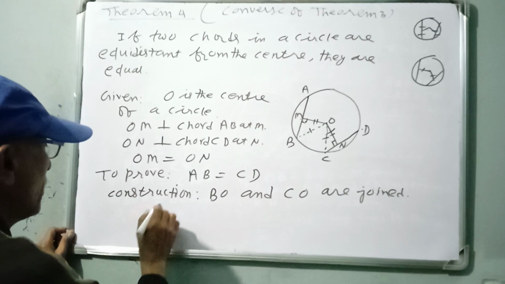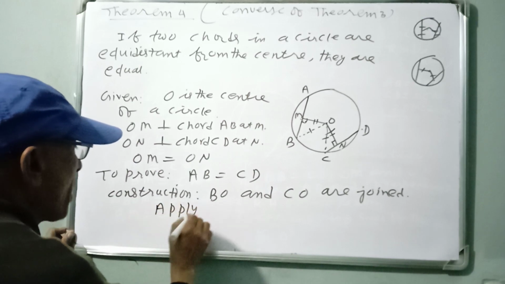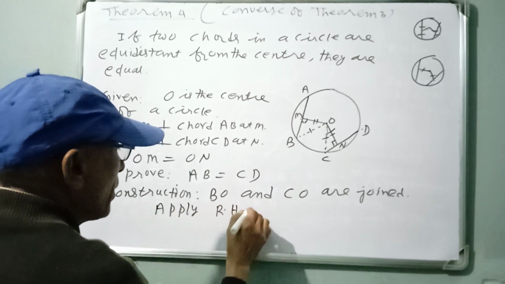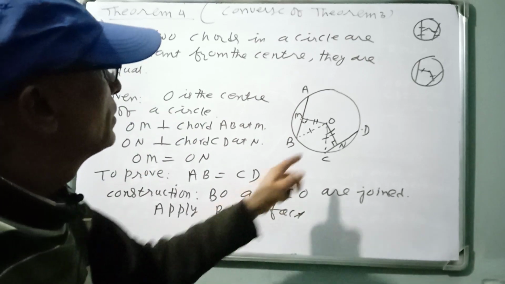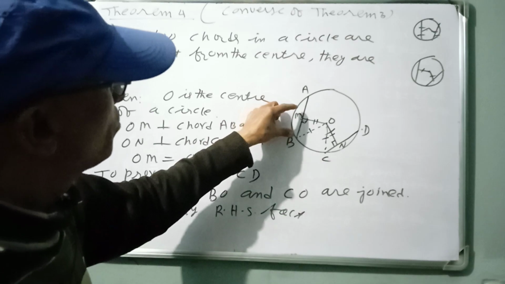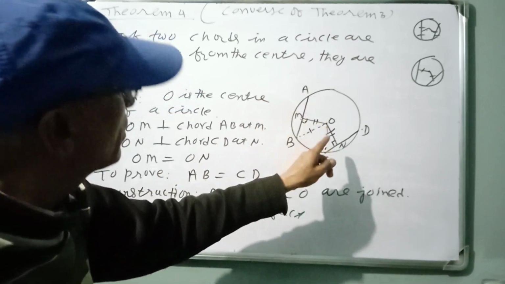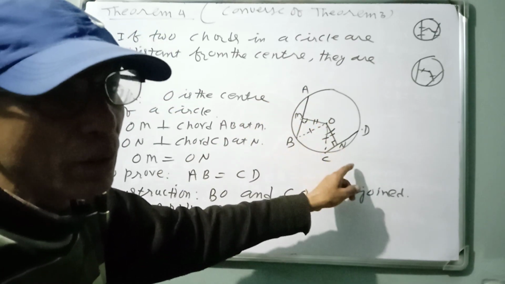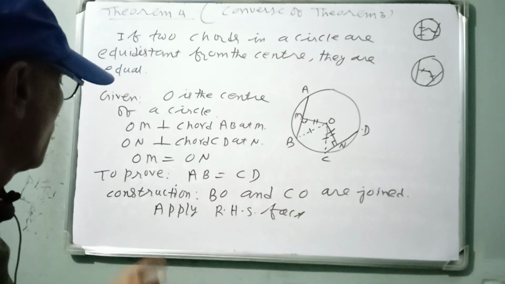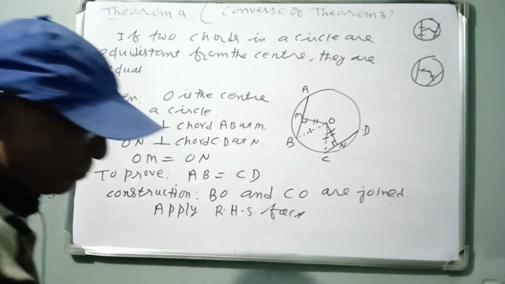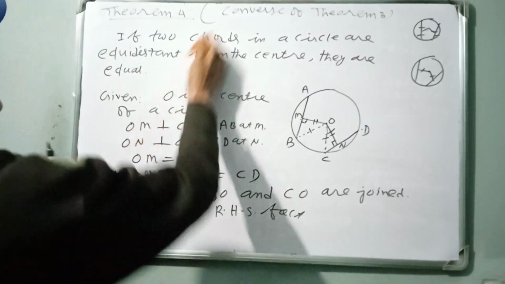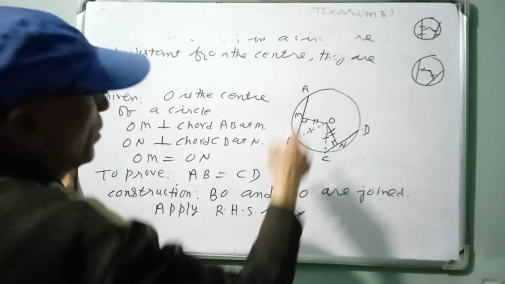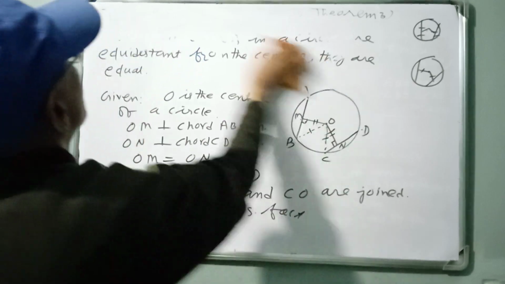And apply what fact? RHS fact. In theorem 3, BM equals CN, but in theorem 4, OM equal ON. Apply RHS fact. Now, A, B, C, D, OM, ON.